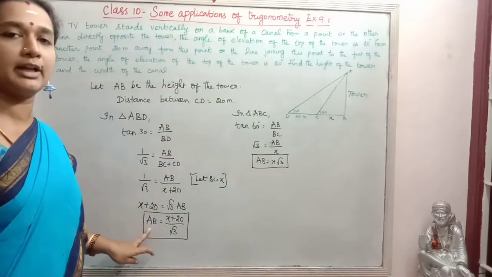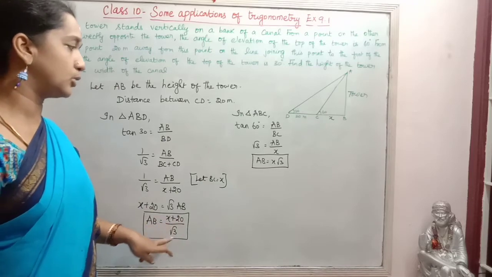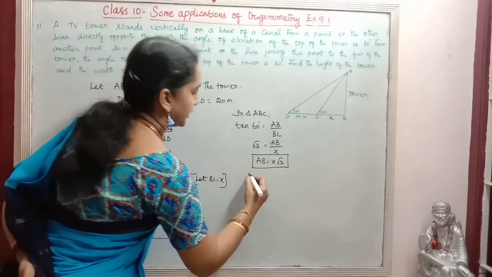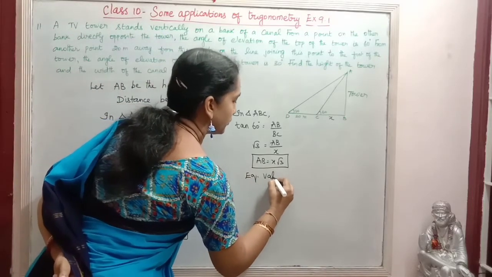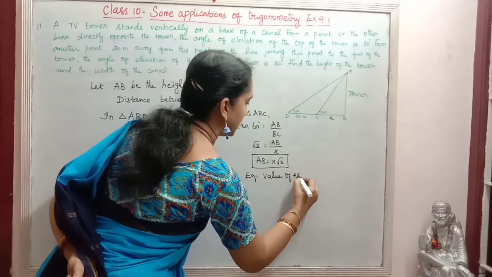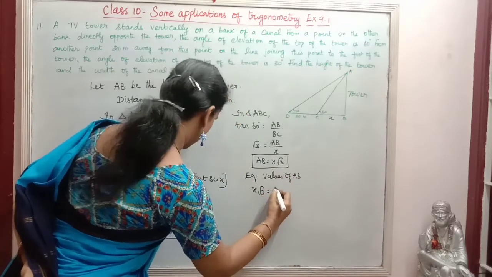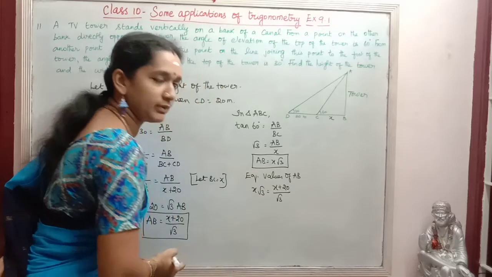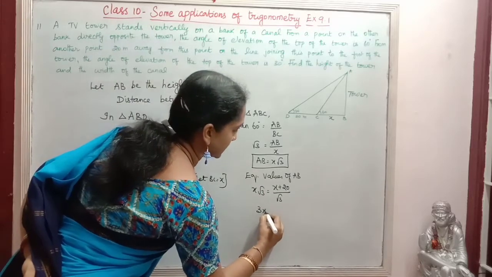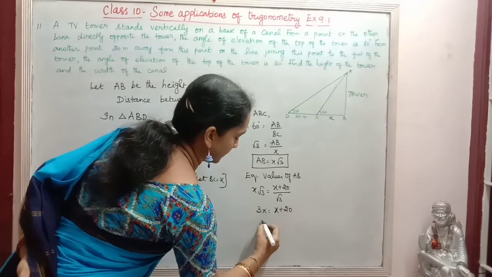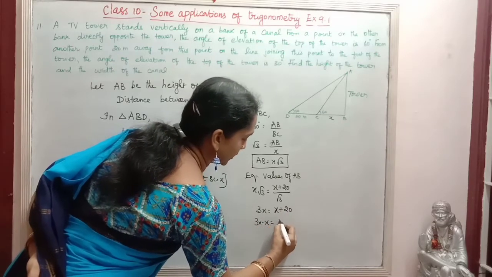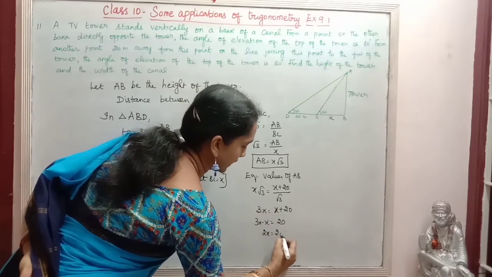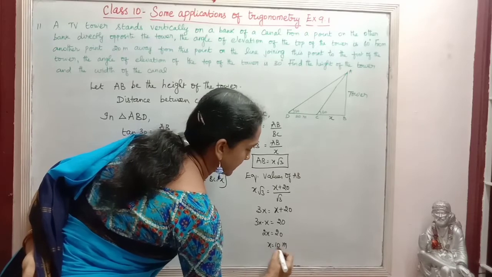So already we got a value for AB, that is x plus 20 by root 3. Here one more value we got as x root 3. So we will equate both values of AB. We will get x root 3 is equal to x plus 20 by root 3. When we simplify this, we will get the value for x. So 3x is equal to x plus 20. So 3x minus x is equal to 20, that is 2x is equal to 20. So x value we got as 10 meter.